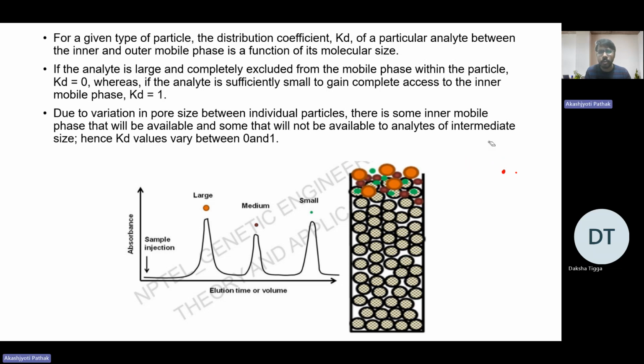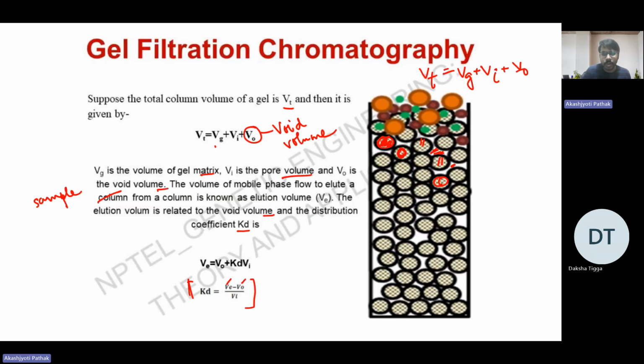Analyte between the inner and outer mobile phase. Okay, so remember this: if your KD is 0, what does it mean? If the KD is 0, it means that the molecule is not able to enter the pore volume. That is what happens when you have a very large molecule that is not able to enter the pores present in the gel bead. Then your VE becomes equal to VO, and as a result, your KD becomes equal to 0.